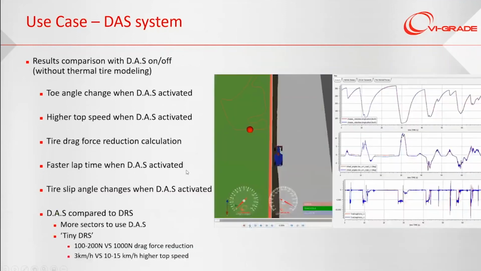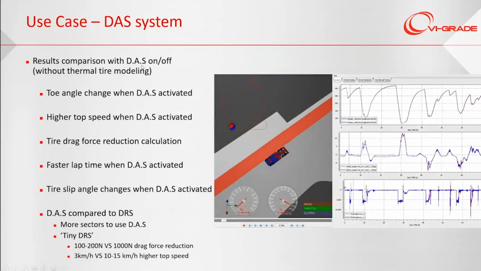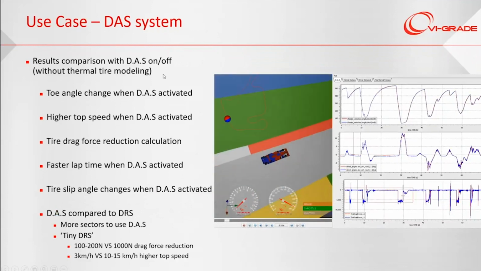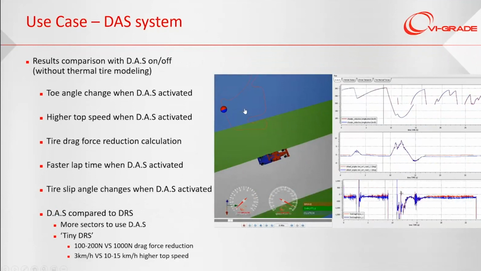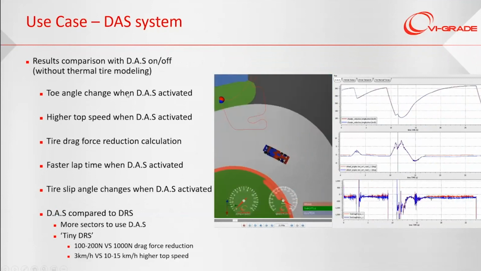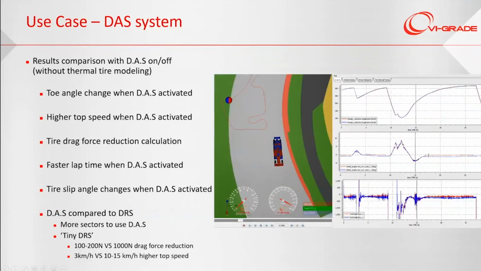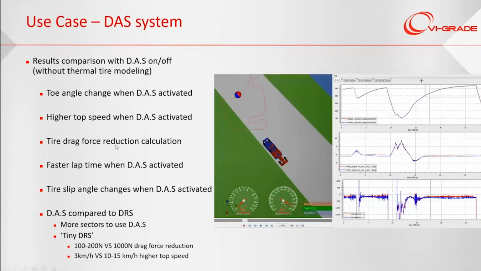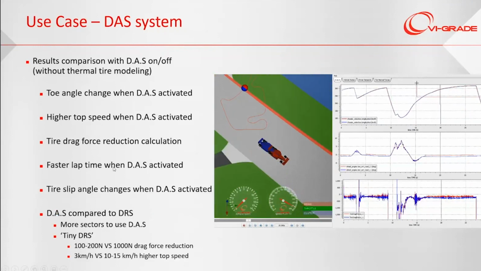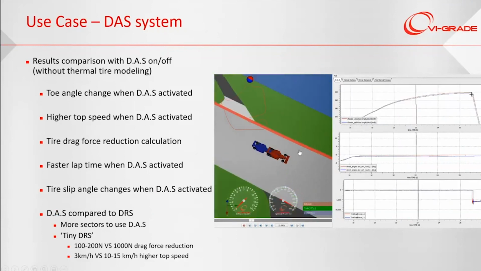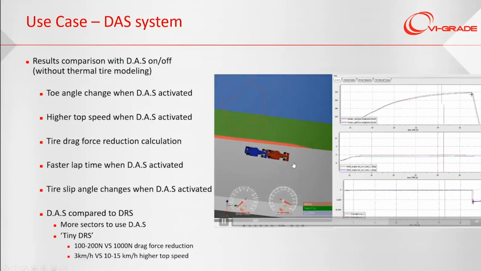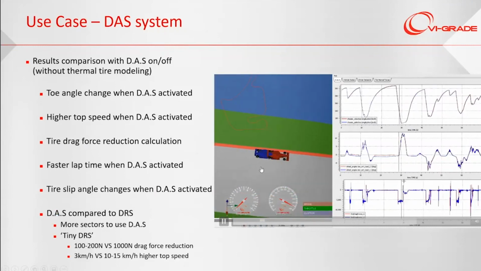So let's say something about the results. We did some simulations of DAS on and DAS off. Here we can see when the DAS is activated, the toe angle was changed, and then we get a higher top speed on the straight line. And of course, we get a faster lap time when DAS is activated. As you can see in the video, the red car is with DAS and the blue car is with DAS deactivated.